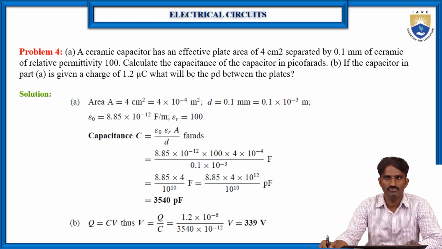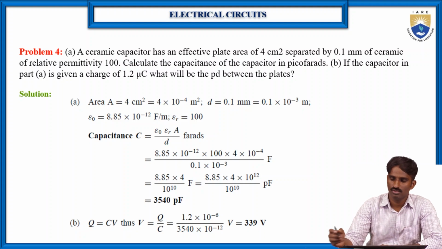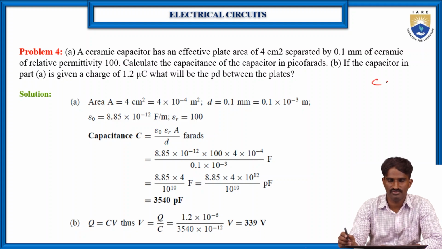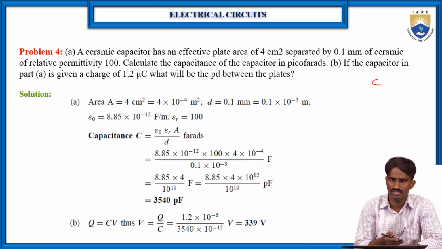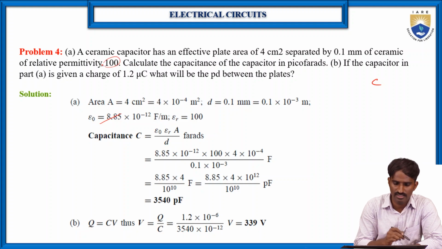Which means first of all we have to calculate the capacitance of the capacitor C. Just now we have discussed the equation for C, which is equal to epsilon naught into epsilon R into A by D. Here epsilon naught value is a constant, and epsilon R they have given, which is 100. A is 4 centimeter square, we just need to convert into meter square, and the distance here is 0.1 mm, of course we need to convert again into meters.